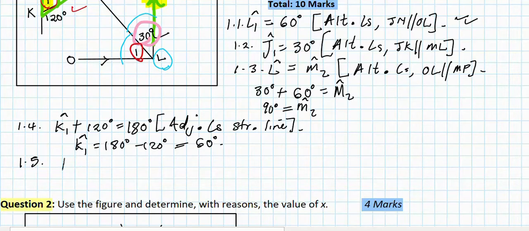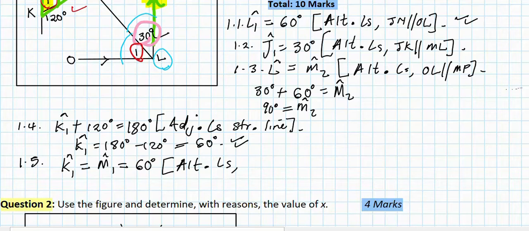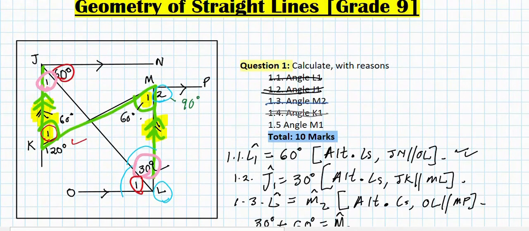We are saying angle K1 is equal to angle M1, and then they are all equal to how much? 60 degrees, because we just found K1 here to be 60 degrees. And what is the reason they are equal? Well, they formed a Z formation. Therefore, it means they are alternating angles. If they are alternating angles, which parallel lines are they using?